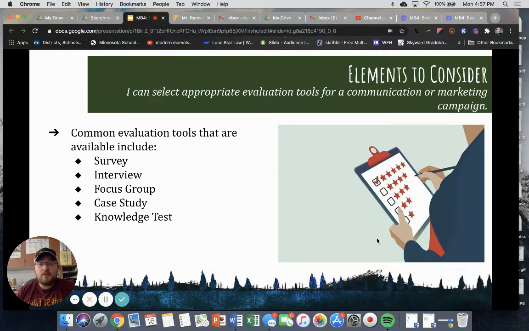Doing some type of case study or maybe even a knowledge test, especially if we're trying to increase the awareness or understanding of a particular topic or event or cause, we could give a quick knowledge test to see how much of the audience learned. You could also do pre-surveys and post-surveys if you have specific groups of people in mind to see how the data change over the course of a week, a month, a year, 2 years, however long.